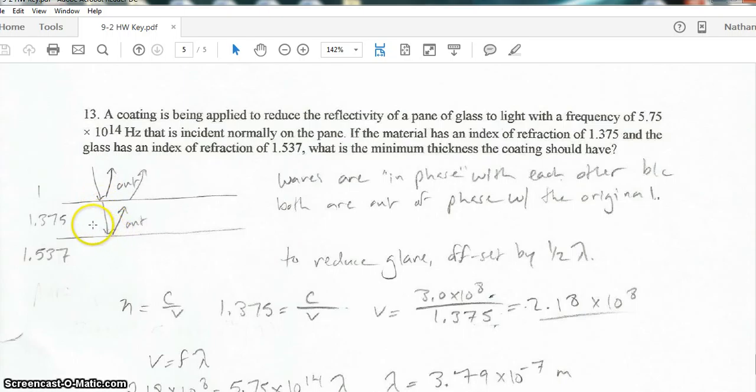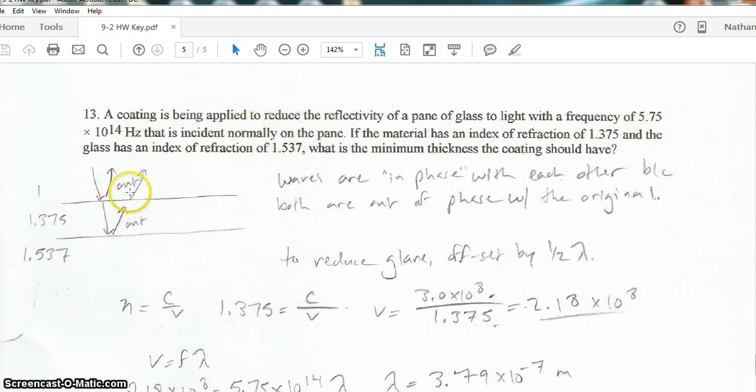But then at the second boundary, again going from low index to high index, it once again bounces out of phase with the original. So these two are both out of phase with respect to the original wave, which means with respect to each other, they're actually by nature in phase. These two waves right now are actually in sync. They're in the same phase as each other. So if we want them to constructively interfere, we would want to preserve that in phase by preserving that difference of a full wavelength. If we want them to destructively interfere, which is what we want here because we want to reduce the reflectivity and minimize the glare, we want these two to be out of phase.